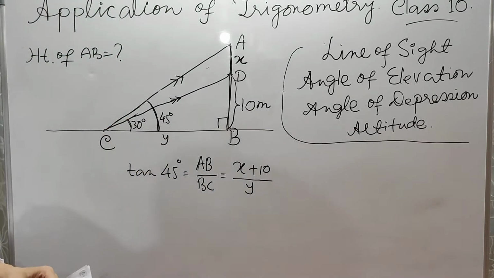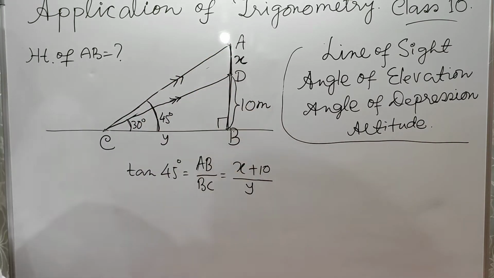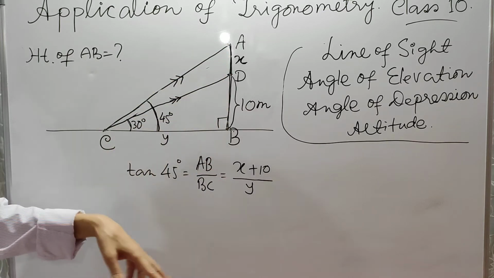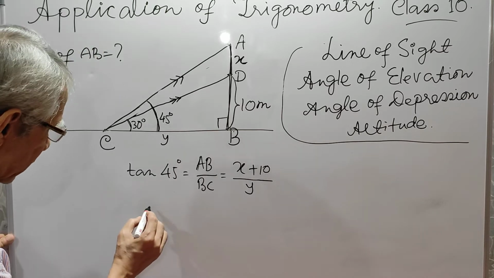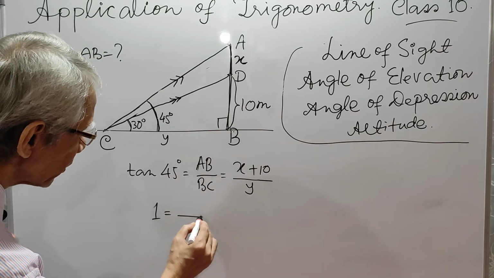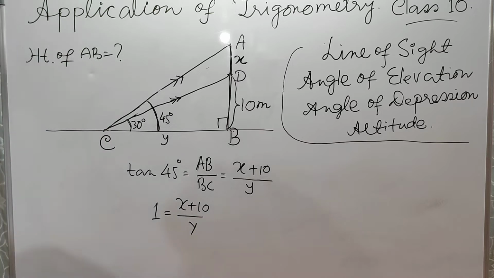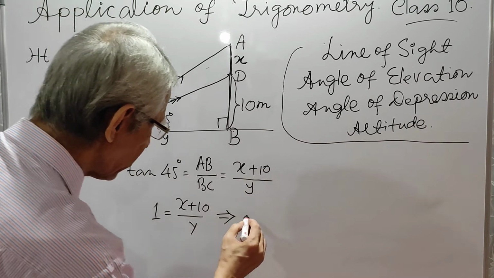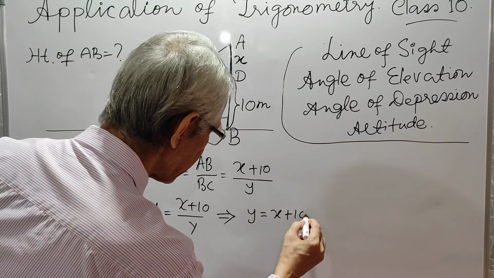Of course, in the beginning you have to write: let BC be Y, let AD be X. Those things you have to write. So we have taken X here and Y here for convenience of writing. Now tan 45 is 1. So 1 equals X plus 10 by Y. Tan 45 value is 1. Now from here what you get? Y equals X plus 10.